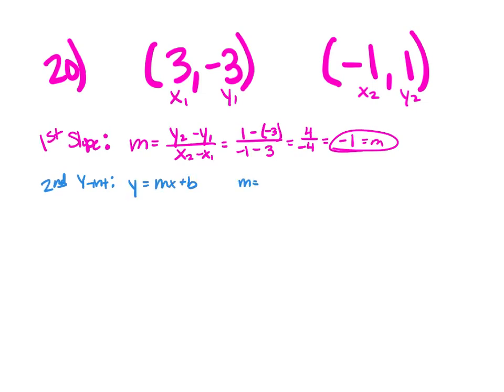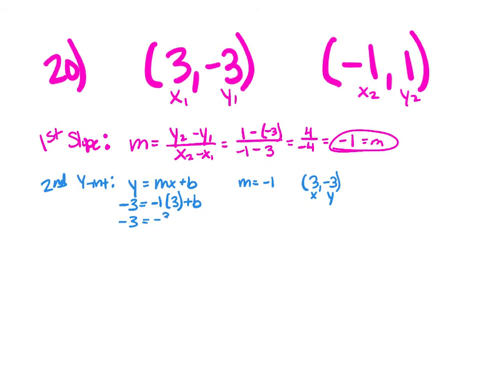We've got that m is negative 1, and we just choose one of the 2 points at the top. I'm going to go ahead and choose 3, negative 3. I just pick one of them and label it as x and y. So y is negative 3, equal m, which is negative 1, times x, which is positive 3, plus b, our only unknown.